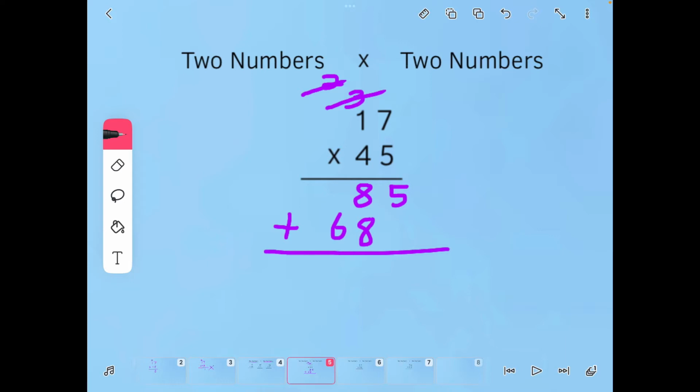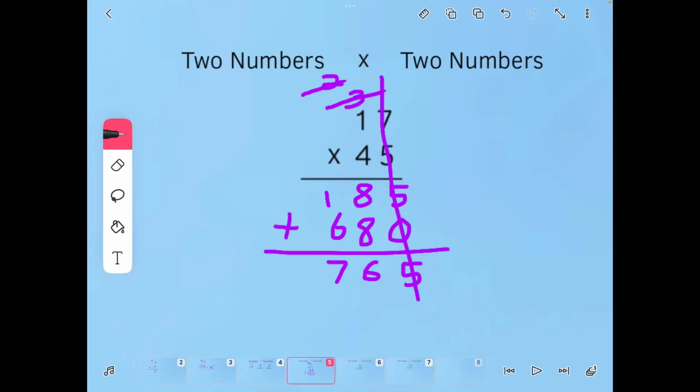All right, now over here I have a space. I think what I'll do is I'll write a 0 right here. I'm allowed to do that. So 5 plus 0 equals 5. 8 plus 8 equals 16. So I'll write the 6 and I'll carry the 1. 1 plus 6 equals 7. This answer is 765.